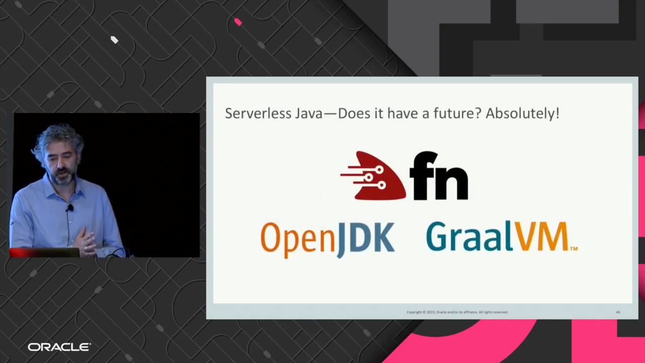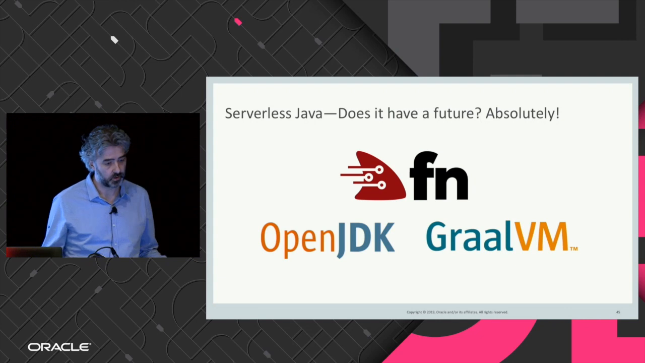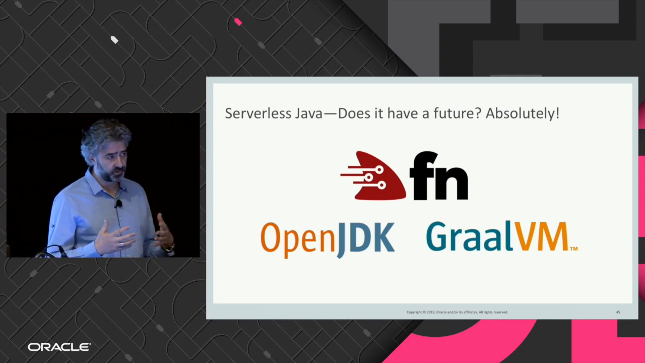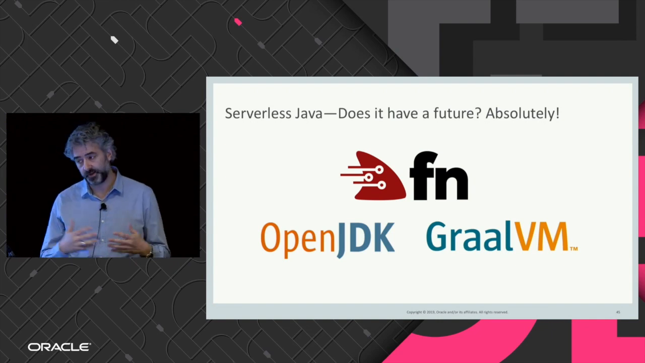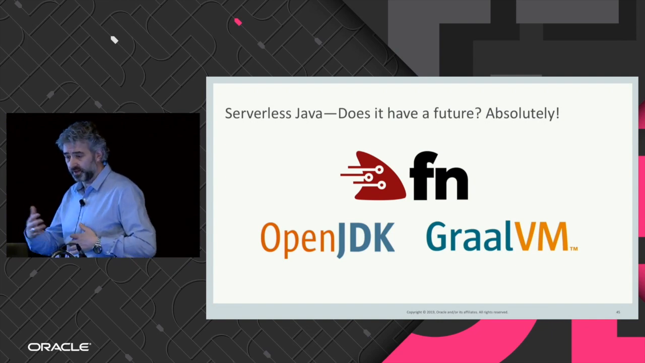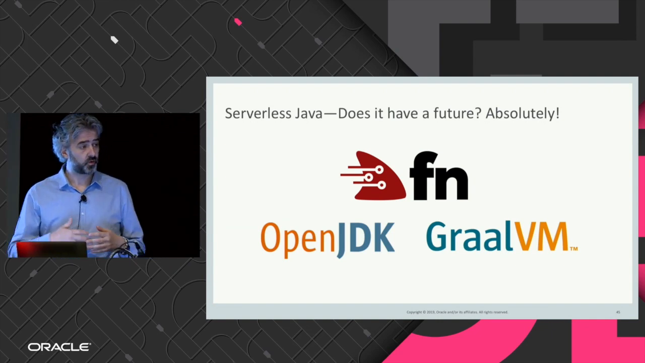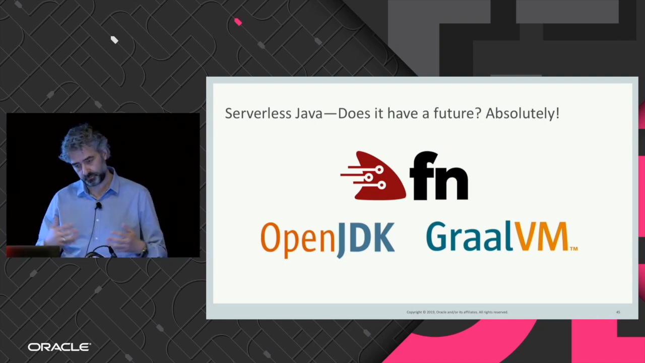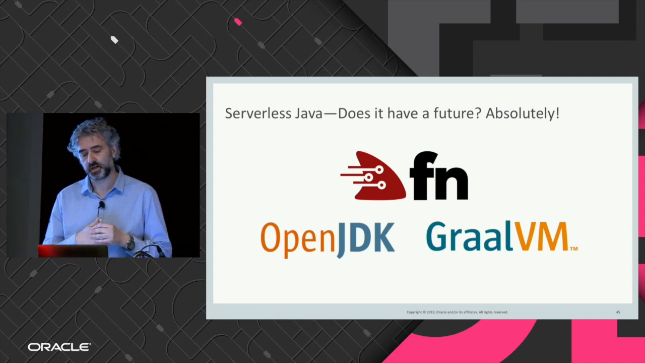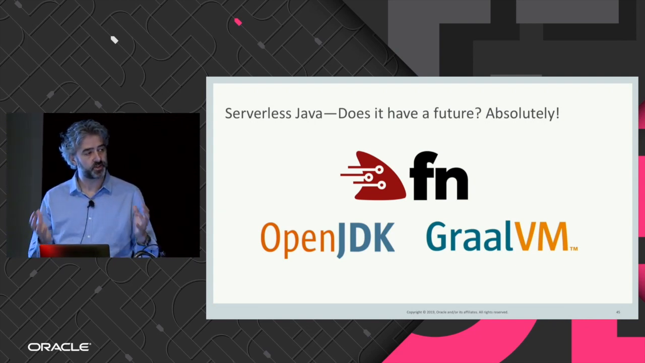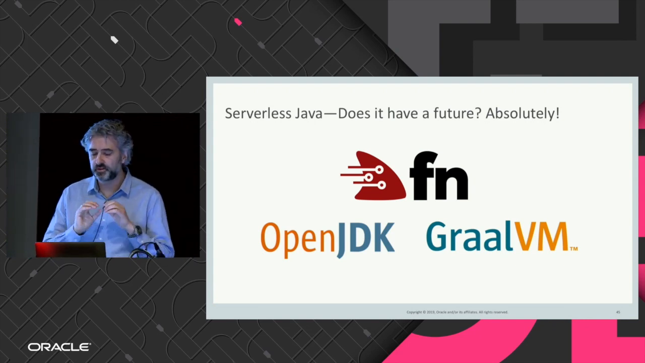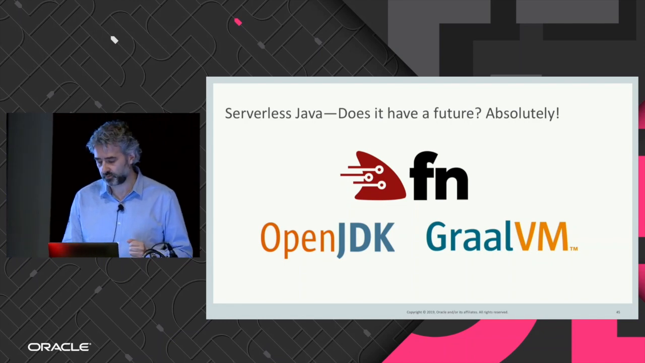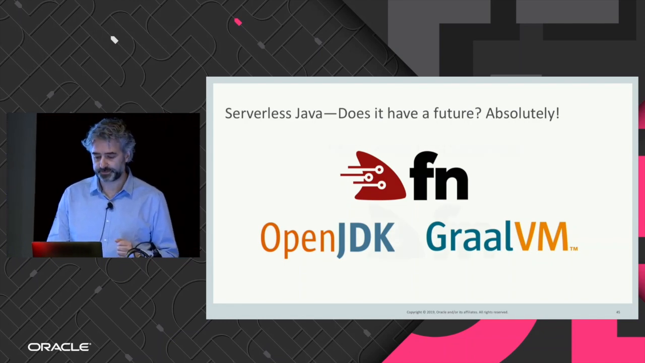So, serverless Java, does it have a future? Absolutely. We have OpenJDK, we have Graal. And to be fair, today I've discussed using FN because that's the project that we are heavily contributing on. But there are other open source FaaS platforms that also rely on OpenJDK and Graal. So I think that the Java usage within the serverless space is just at the beginning. It's just at the beginning. So we are good and we're very confident about that.